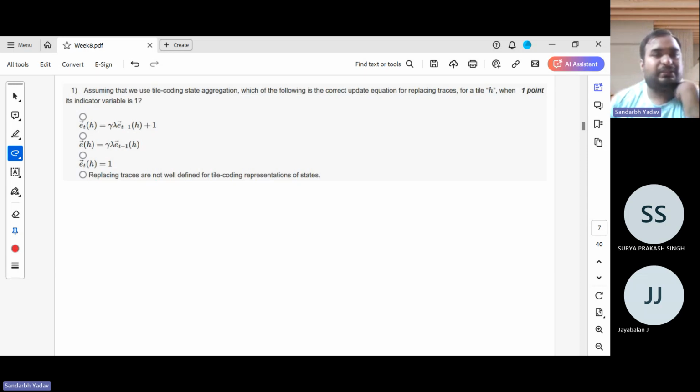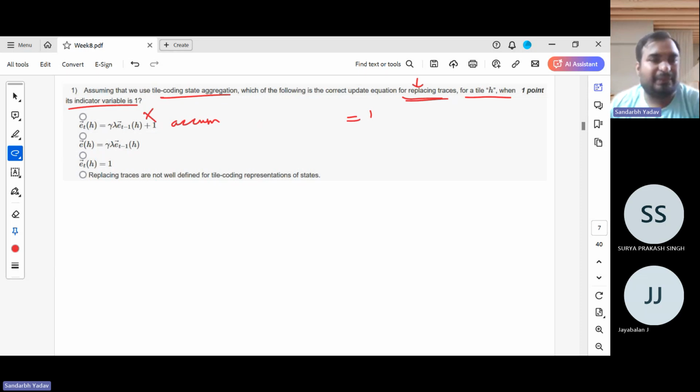The first question says, assuming that we use tile coding state aggregation, which of the following is the correct update equation for replacing traces? The important words are replacing traces for a tile when the indicator variable is 1. Indicator variable 1 means we are visiting that state. When we visit that state, what do we generally do in replacing traces? We set the eligibility equal to 1. This option is for accumulating traces, so it is not correct.